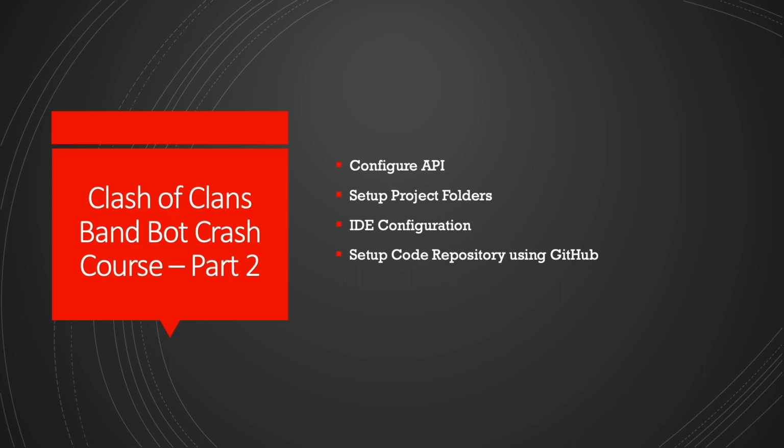So now to part 2. We are looking into configuring our APIs. So basically registering for all the services that are required for us to get into this project. Then, we're going to do some setup on the project folders and IDE configurations, getting the right ones, and making sure that we're all good and set to go on part 3.